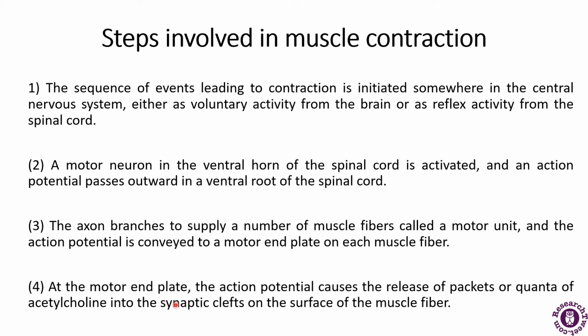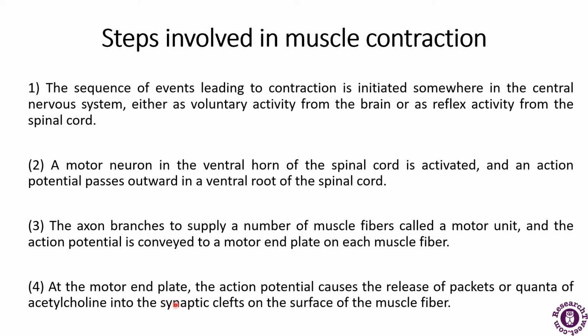The first step is a sequence of events that leads to the contraction, and it is initiated somewhere in the central nervous system, either as a voluntary activity from the brain or as a reflex activity from the spinal cord. Muscle contraction is a voluntary activity because the person is consciously moving his muscles. So that is the first step.